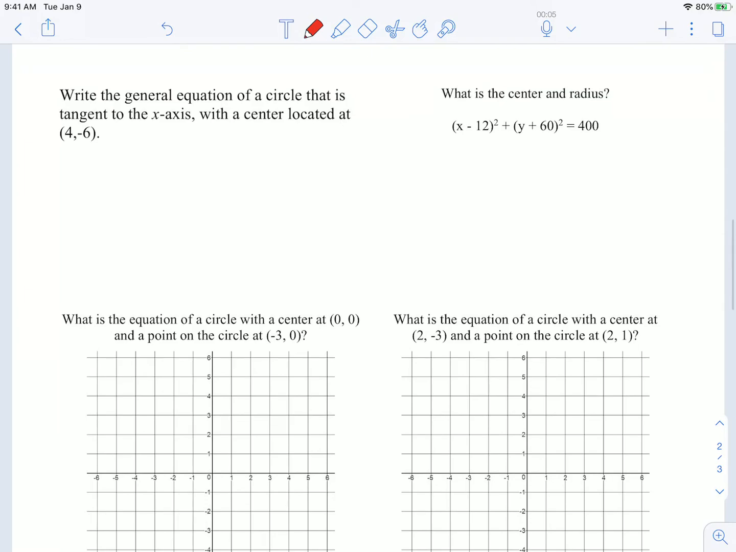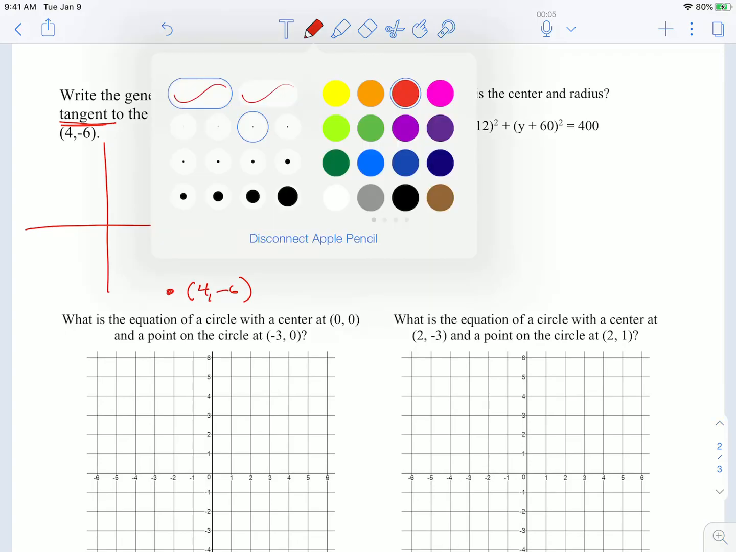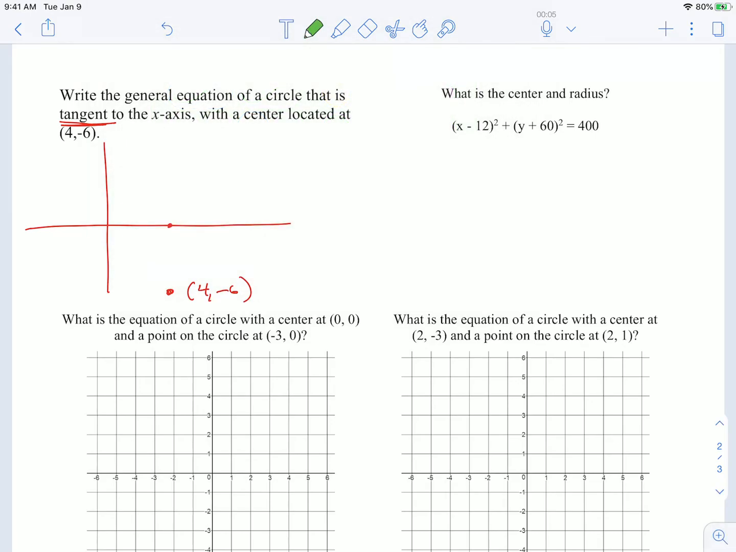Write a general equation of a circle that is tangent to the x-axis with a center located at 4, negative 6. So what we need to do is sort of graph what that's looking at. All right, so 4, negative 6 is about down here. Okay, and it says that the circle is tangent to the x-axis. So the x-axis is up here. So what we need to do is sort of imagine a circle. It's tangent to the x-axis. So I'm just going to draw my circle very poorly. There.